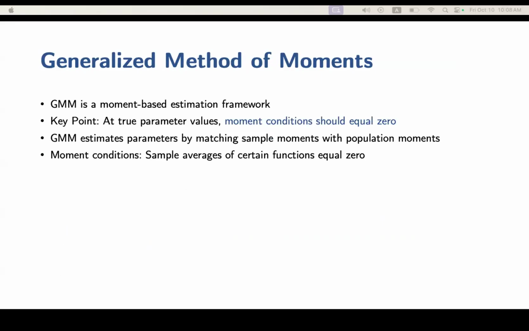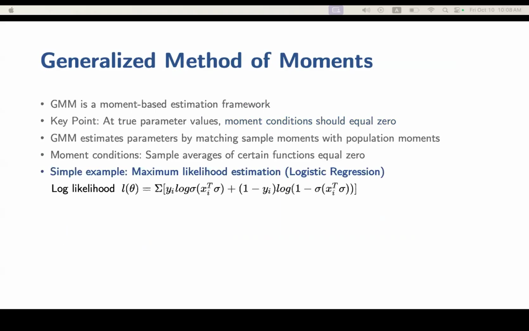So before going into our method, I'm going to give a very high-level overview of generalized method of moments, which is the framework that our method utilizes. So GMM is a very widely used moment-based estimation framework. And the key point is that at the true parameter values, the moment conditions should equal 0. And so moment conditions are sample averages of certain functions that need to equal 0.